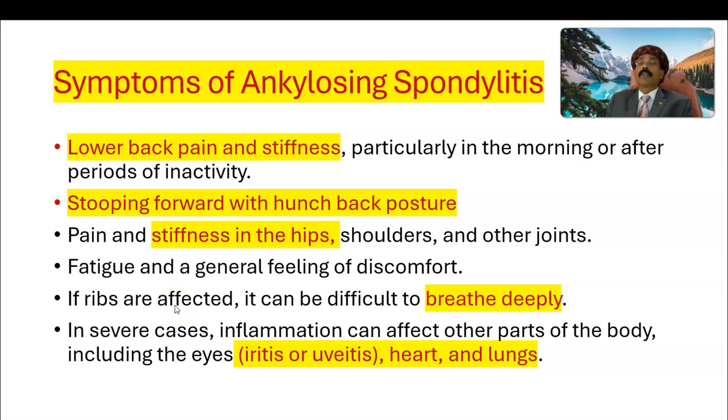The ribs are affected, particularly the costochondral or sternochondral joints. Also, the joint between the transverse process of the thoracic vertebra and the head of the rib, and the head of the rib and the tubercle of the rib may also be involved. So that may lead to difficulty in breathing. The chest does not expand properly. In severe cases, inflammation can affect other parts of the body, including iritis or uveitis, heart, and lungs.